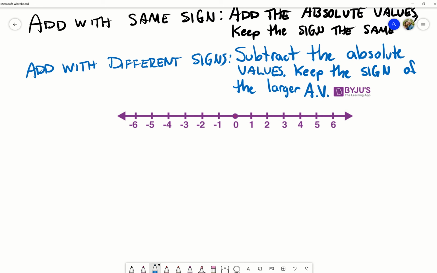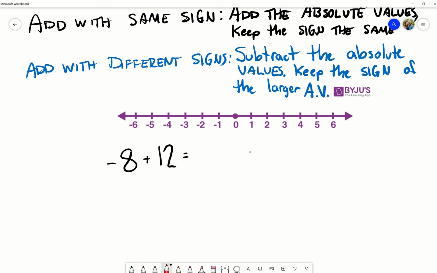Okay, this is where it gets a little bit more confusing because now we actually have to subtract. And I know it says we're adding, but sometimes to add integers, you actually have to subtract them. I'll show you what I mean by that. If we have negative 8 plus 12 equals something. Negative 8 plus 12.